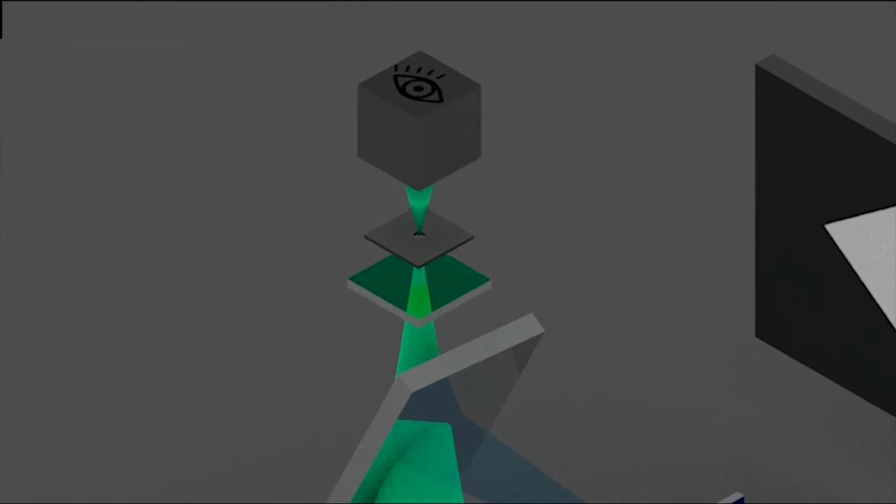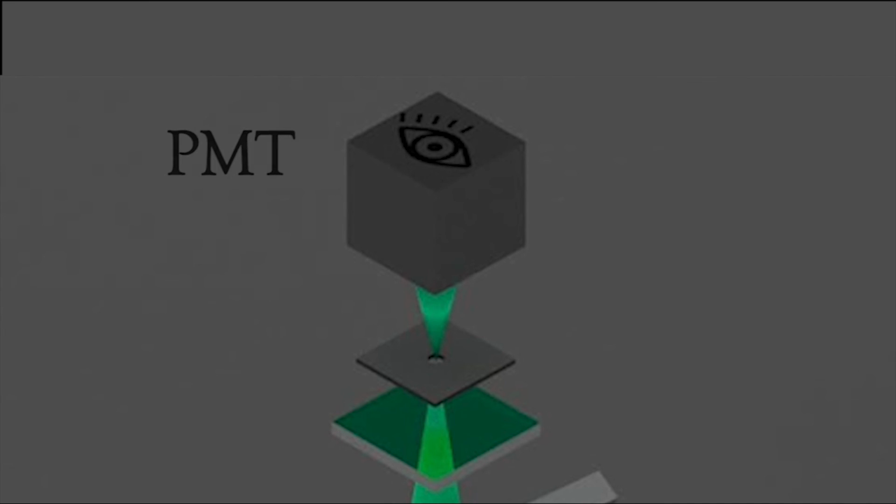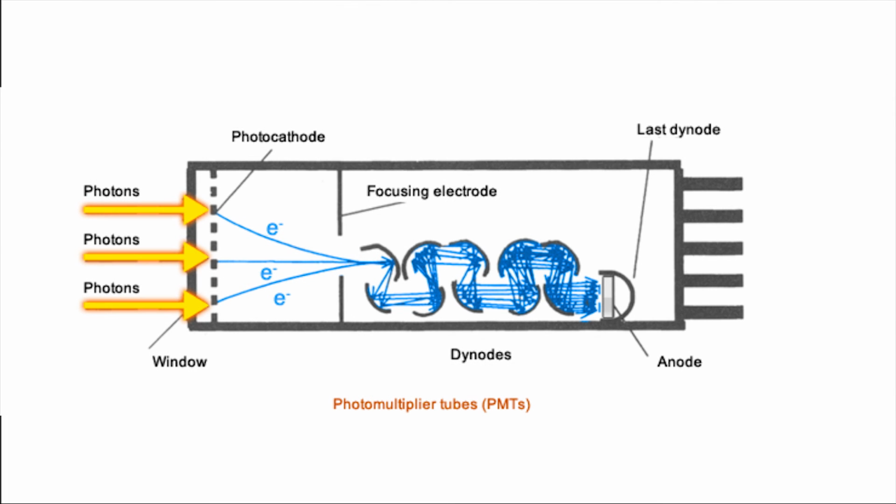Photomultiplier tubes, PMTs, are the most common detectors in point scanning confocal microscopes. An incoming photon liberates an electron from the photocathode, which starts a chain reaction so that the cascade of electrons finally reaches the anode. The main reason PMTs have been used in confocal microscopy is because they are very sensitive.